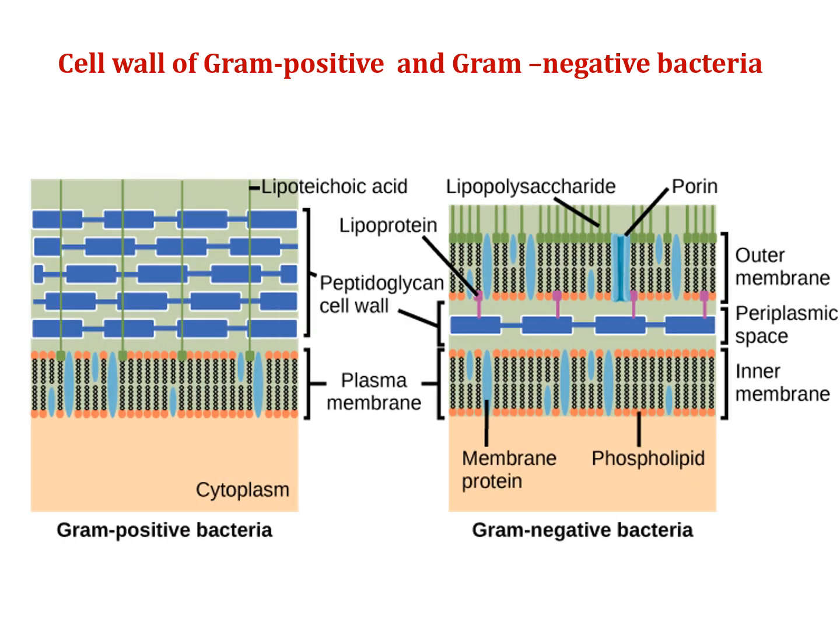So this is the structure of the gram-positive and gram-negative bacterial cell wall. In gram-positive bacteria, here is the cytoplasm, and in gram-negative bacteria, also the cytoplasm. Here is the plasma membrane, both have the same inner plasma membrane.